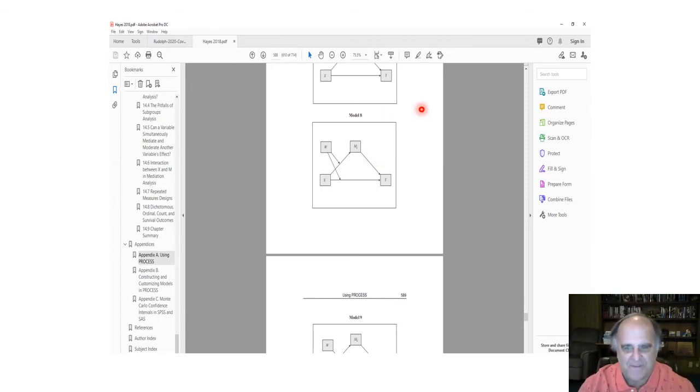Again, Hayes has a lot of models. I suggest you go to his Appendix A using PROCESS, and he'll show you a huge number of already existing models. If what you want to do doesn't fit into those models, you can always customize your model or create your own model. But Hayes does give you a lot of different models. But this just shows you that we can get really deep into the weeds, and we can start all these different models that mix moderation and mediation.